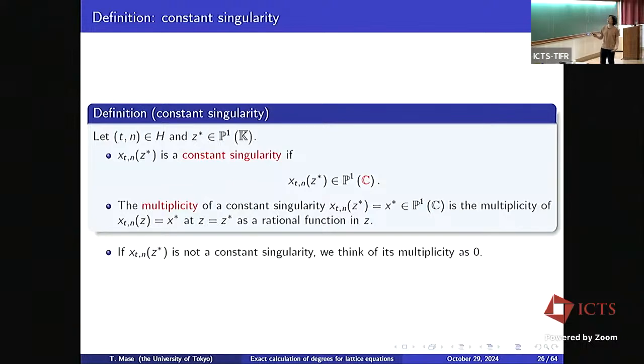So let's define what is a singularity in this talk. The constant singularity in this talk happens if xtn Z star belongs to P1 C. Z star might depend on some other initial variables, but if xtn Z star belongs to P1 C, then we call it a singularity. And we can define the multiplicity of this singularity as a multiplicity of a rational function with some value. If this is not a constant singularity, then we should think the multiplicity as 0.